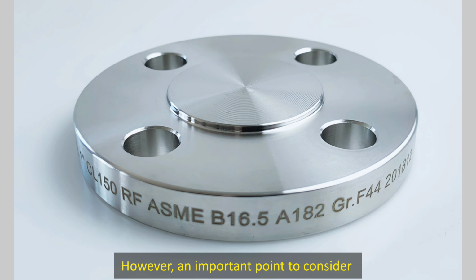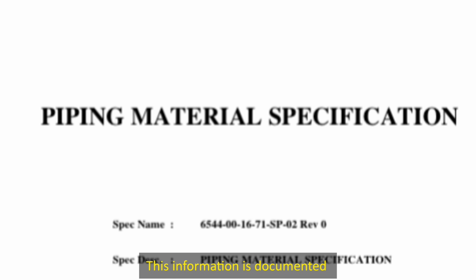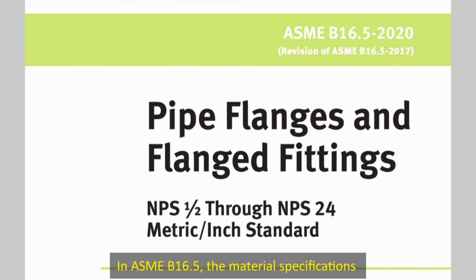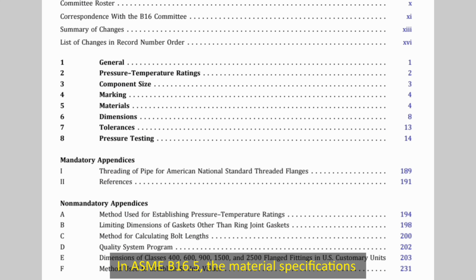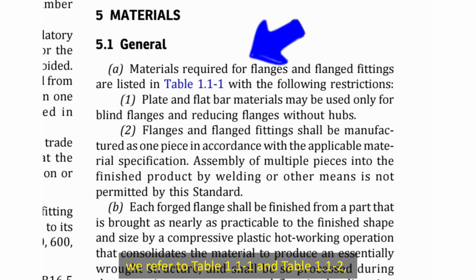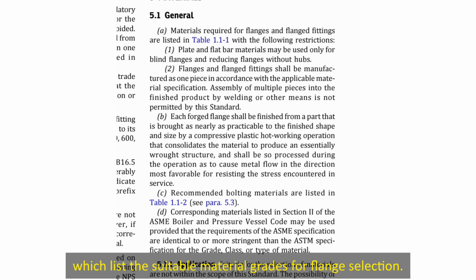However, an important point to consider is that before selecting the flange size, its material must be determined. This information is documented in a specification known as Piping Material Specification, PMS. In ASME B16.5, the material specifications are covered in Section 5 of the standard. To select the appropriate flange material based on the Piping Material Specification, PMS, we refer to Table 1.1 and Table 1.2, which list the suitable material grades for flange selection.